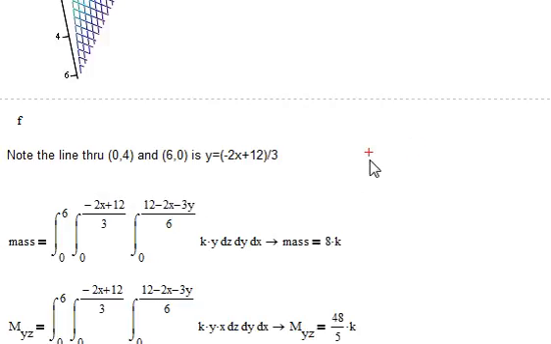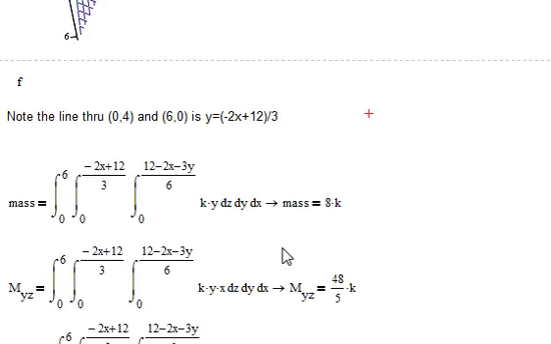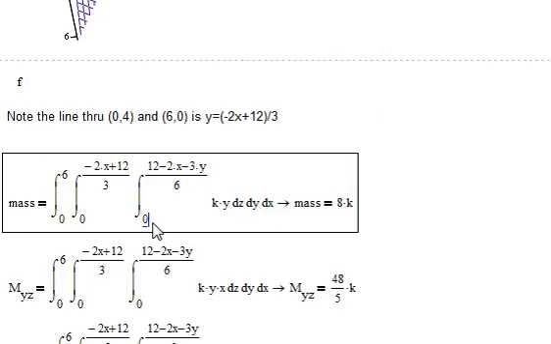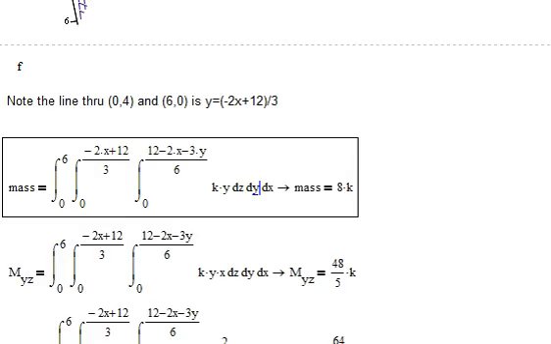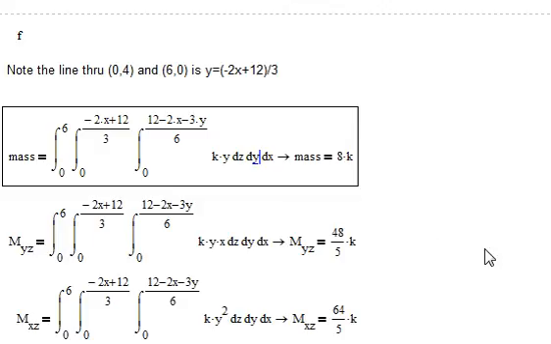And our mass turns out to be 8k, right? I'm just using my software to evaluate that, but these are easy integrals to do. Integral dz, well, z goes from here to here, that would be easy. Then dy, well, it would be just polynomial integration, not very difficult.